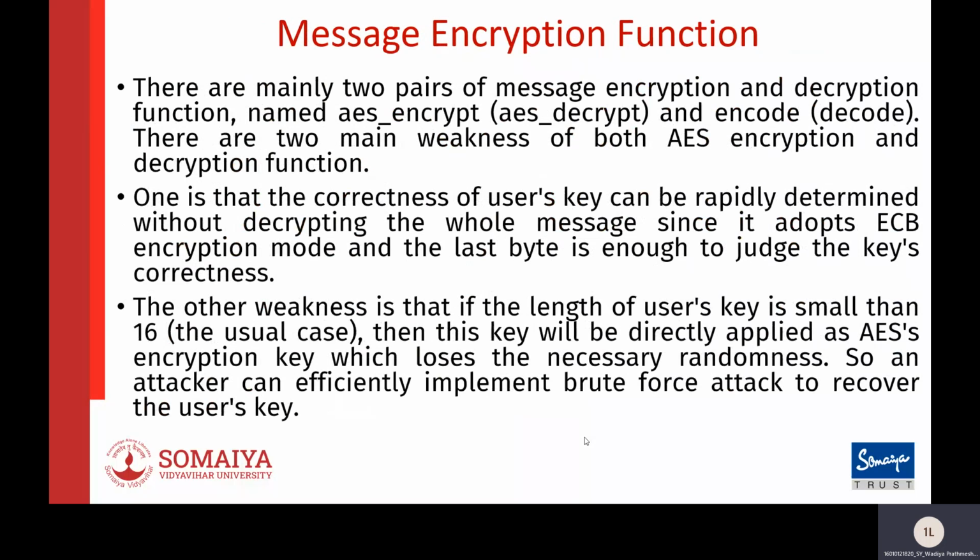There are mainly two pairs of message encryption and decryption functions, which are named AES_encrypt and AES_decrypt, and encode and decode. There are two main weaknesses of both the AES encryption and decryption functions. One is that the correctness of the user's key can be rapidly determined without decrypting the whole message, since it adopts the ECB encryption mode and the last byte is enough to judge the key's correctness.